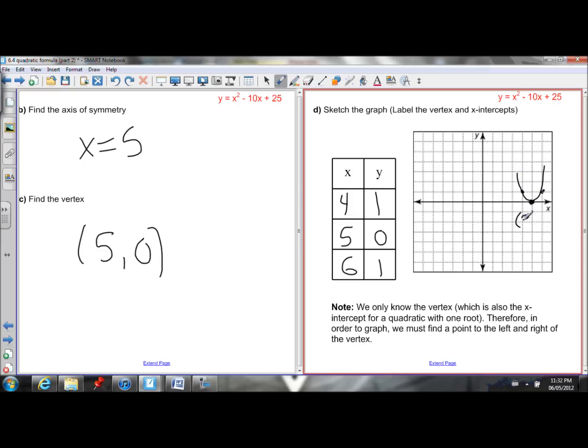Make sure I label my vertex. And there we have it. There's the parabola. Just another note here.